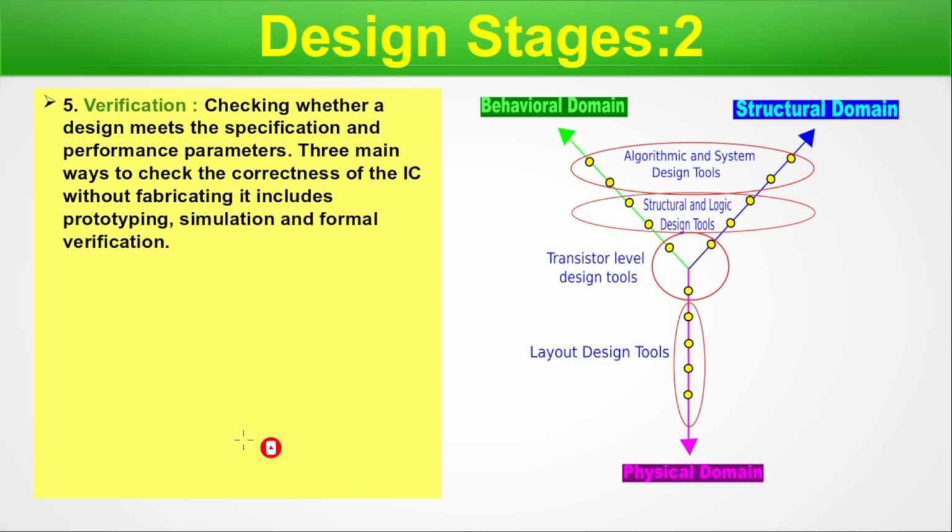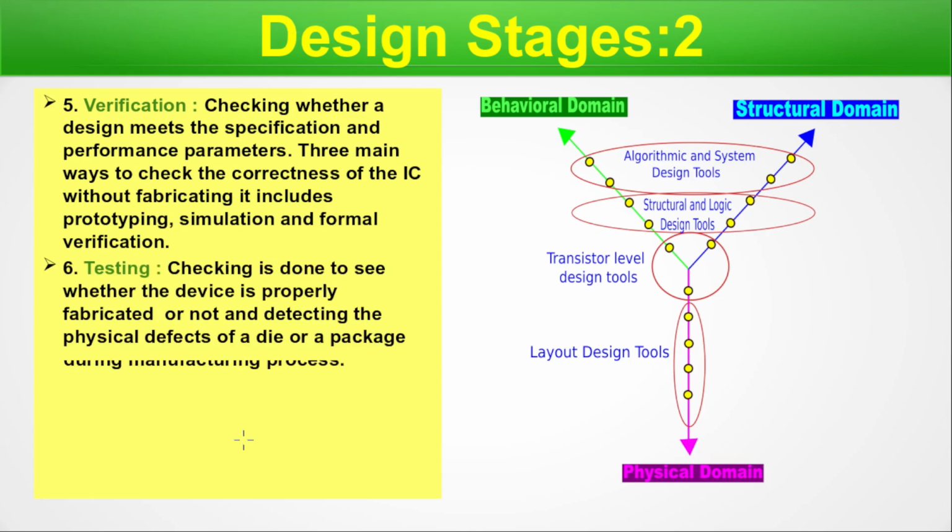Next, verification. It's checking whether a design meets the specification and performance parameters. There are three main ways to check the correctness of an IC without fabricating. It includes prototyping, simulation, and formal verification. And finally, testing. Checking is done to see whether the device is properly fabricated or not and detecting the physical defects of a die or package during the manufacturing process. There are errors. To minimize and detect them, there are testing processes.